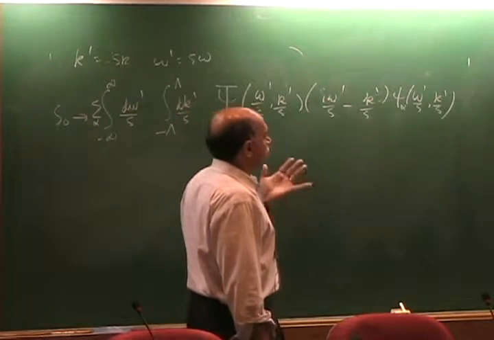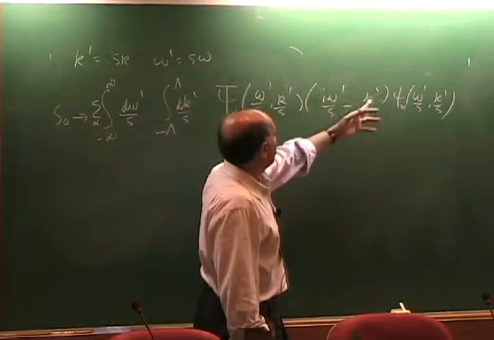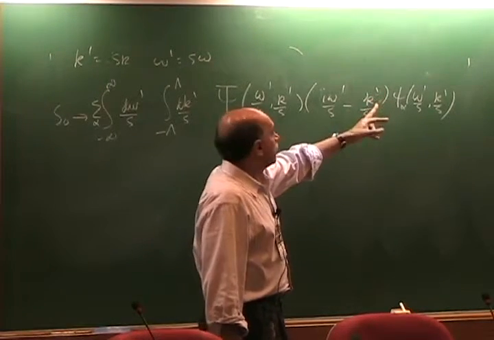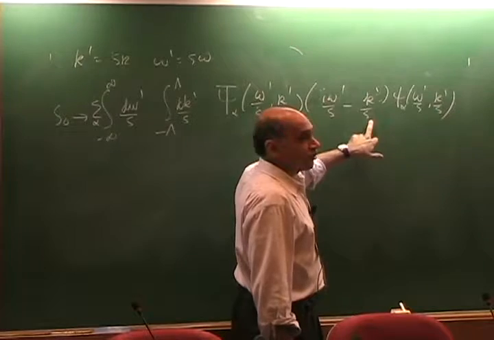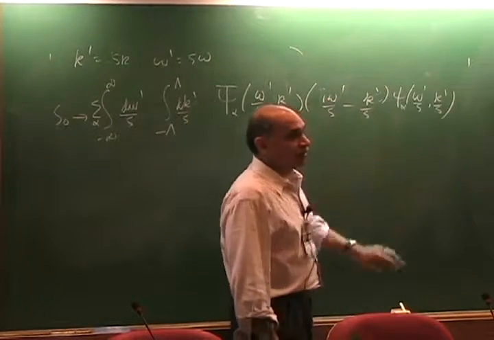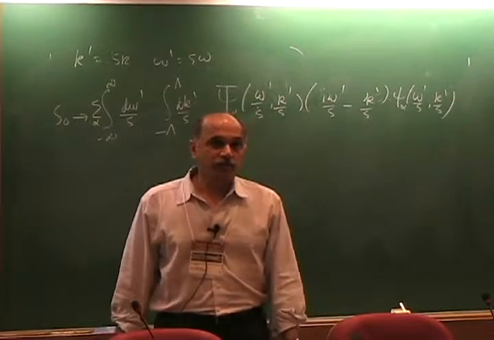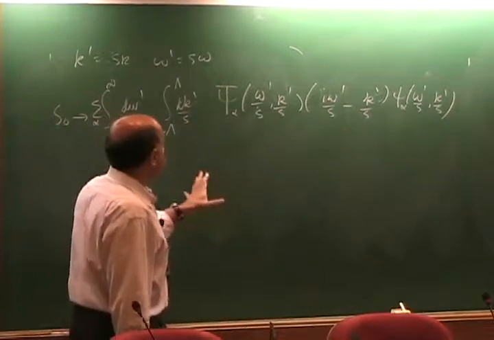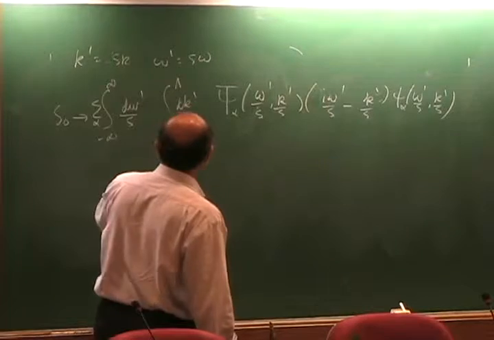If in some problem this was say k squared, then this will become k prime squared over s squared. This will become omega over s. Then you can see for very large s, you can just forget about this. So that won't be a fixed point. But I'm saying here, it's possible to keep this fixed. So let's see what we've got.